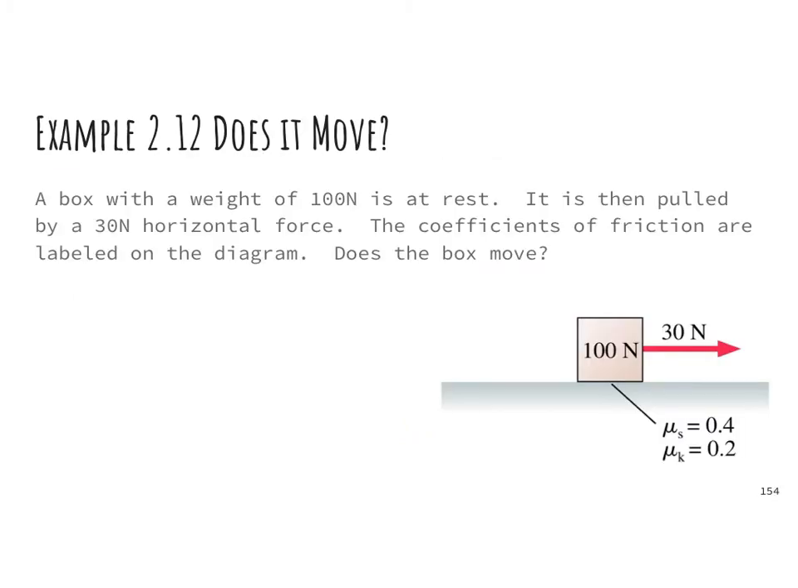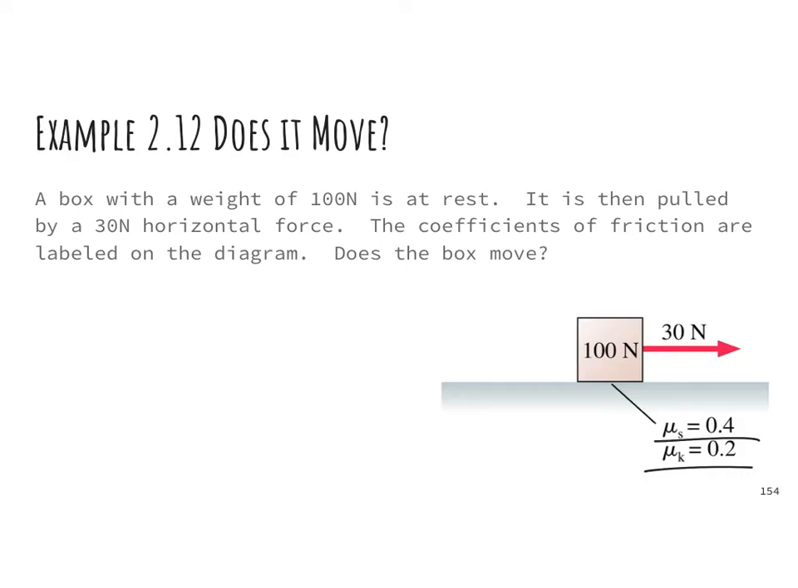All right, let's jump into a quick example problem. Does it move? We have a box with a weight of 100 newtons at rest. It's then pulled by a 30 newton horizontal force. The coefficients of friction are labeled on the diagram: I have static friction and kinetic friction. And I want to know, does the box move?